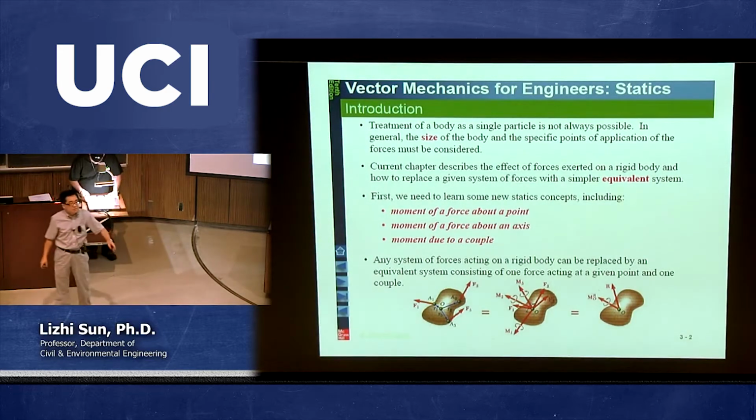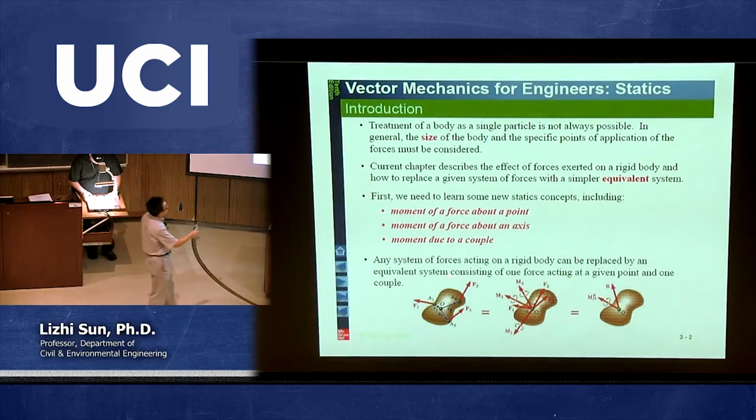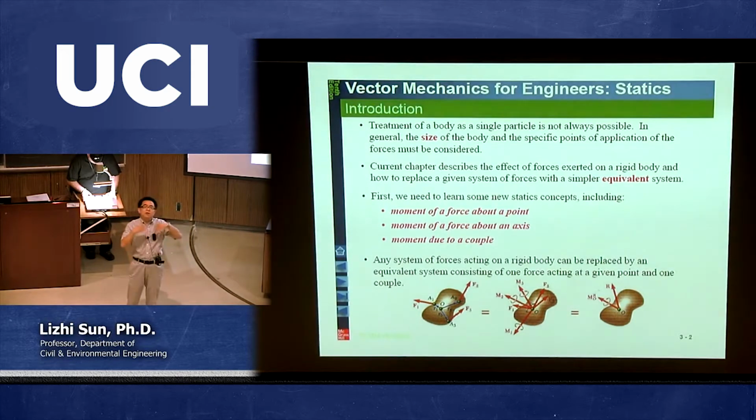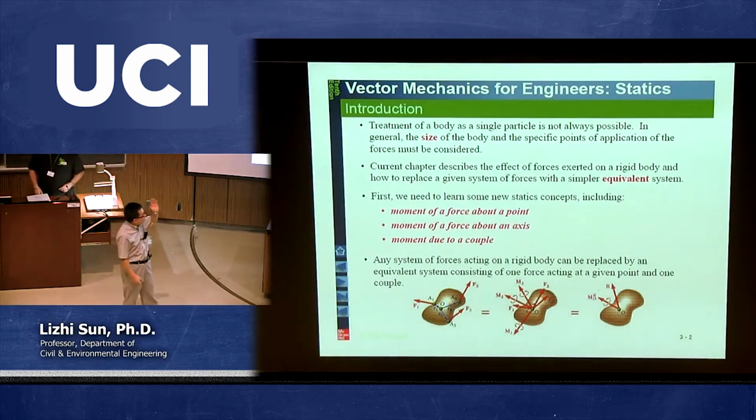So the question is, if we have 100 forces acting at different locations in this rigid body, how are we going to simplify this system? You may say, well, I don't want to simplify it. That's fine, then you deal with those 100 forces individually. It's not very convenient, right? So our job is to simplify, to make an equivalent.